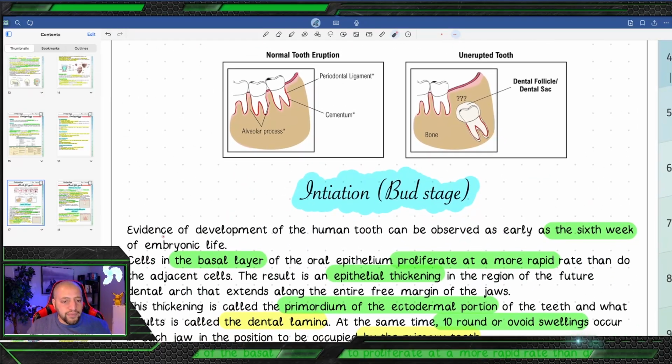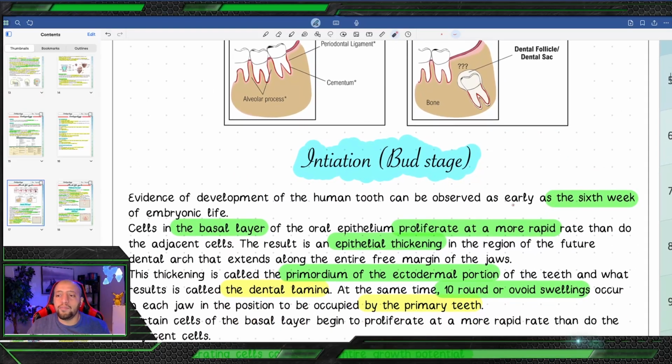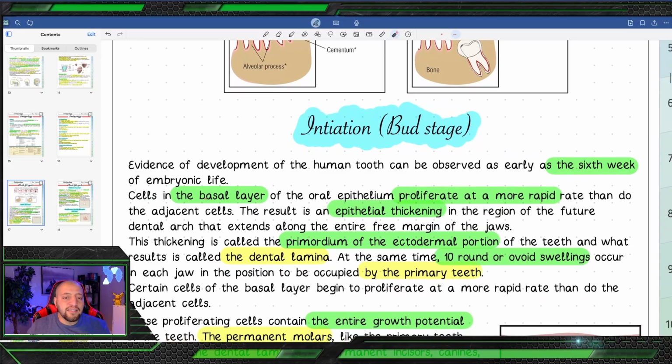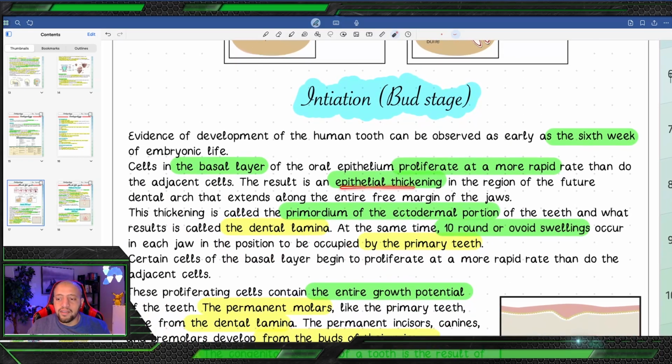So initiation: evidence of development of the human tooth can be observed as early as the 6th week of embryonic life. 6th week, and this was a question from previous cycles. Cells in the basal layer of the oral epithelium proliferate at a more rapid rate than the adjacent cells. The result is epithelial thickening, as you can see here. This epithelial thickening, which we call initiation, happens in the 6th week of embryonic life.